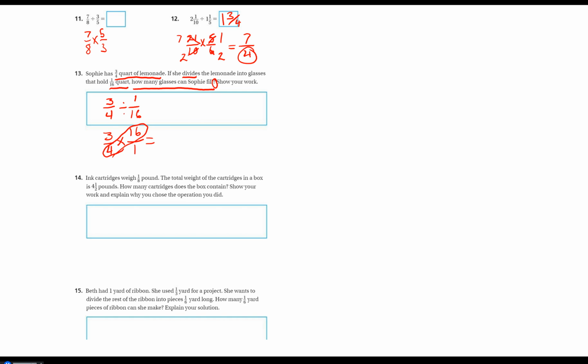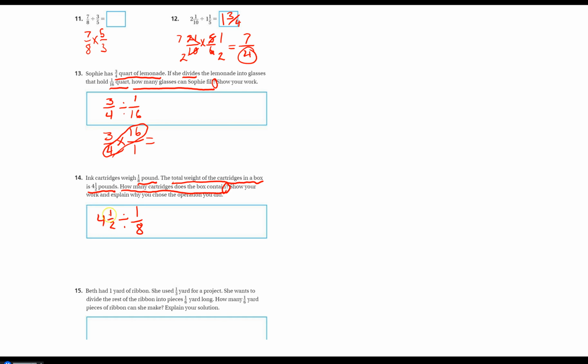All right, on to number 14. Ink cartridges weigh 1/8 pound. The total weight of the cartridges in a box is 4.5 pounds. How many cartridges does the box contain? Okay, so again, we're going to be dividing here. We have a 4.5 pound box, and ink cartridges each weigh 1/8 pound. So we want to know how many 1/8 there are in 4.5.